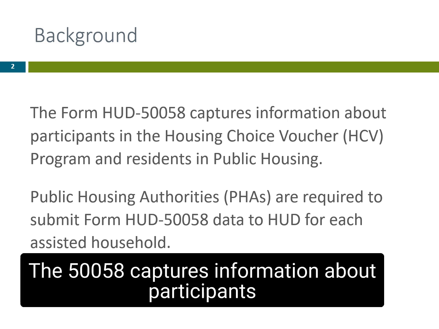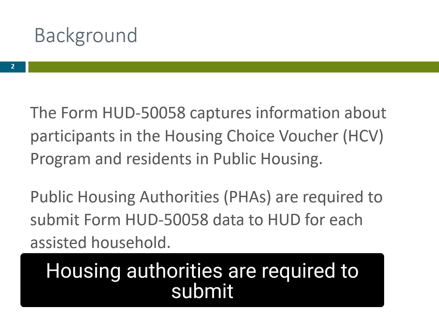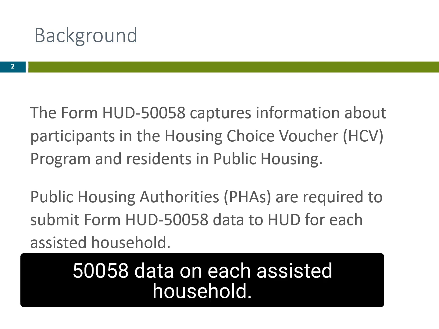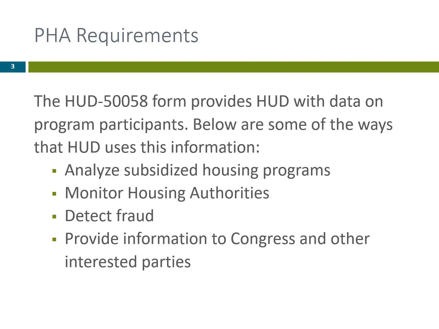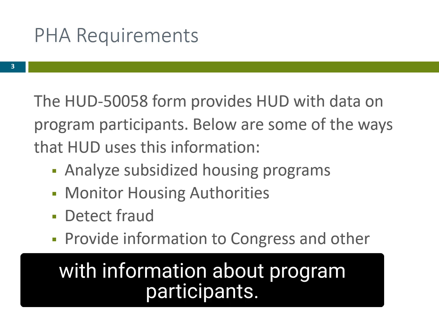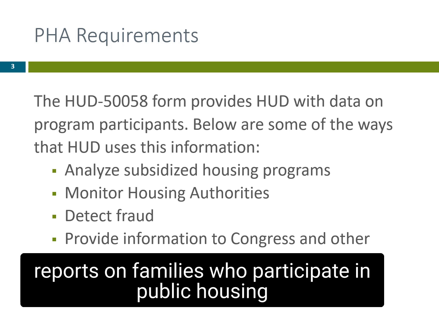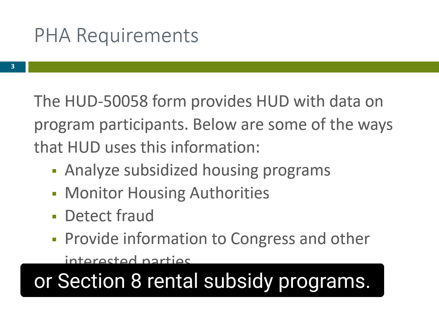The 50058 captures information about participants in the HCV program and public housing residents. Housing authorities are required to submit 50058 data on each assisted household. The 50058 data provides HUD with information about program participants. From this data, they are able to generate reports on families who participate in public housing or Section 8 rental subsidy programs.